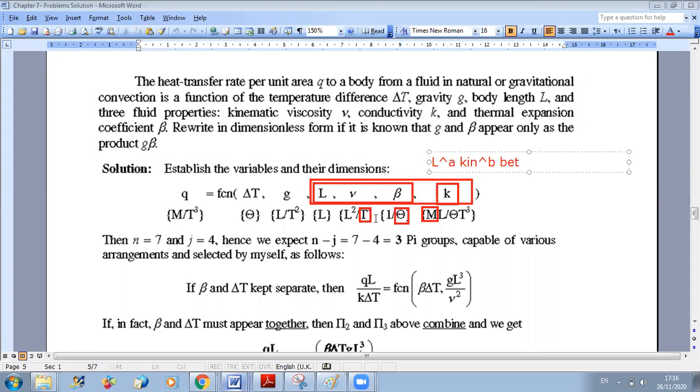Even if L is present everywhere, yes, it's true. There is L here, L here, and L here, but there is no T anywhere else, no theta anywhere else, between L, mu, beta.